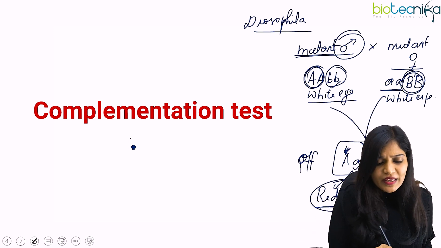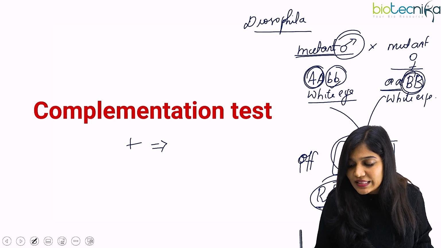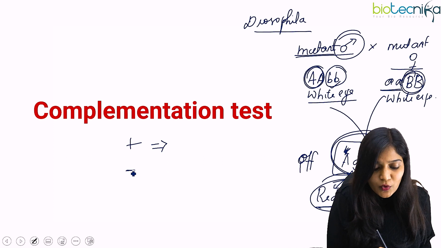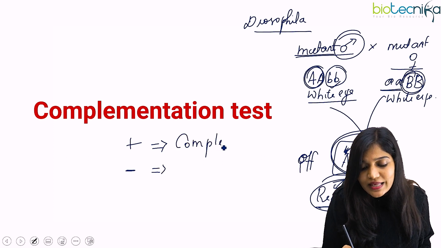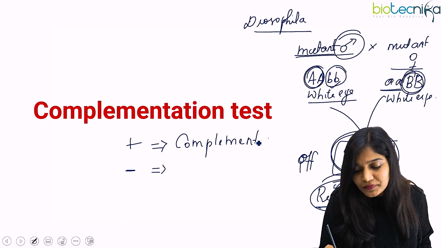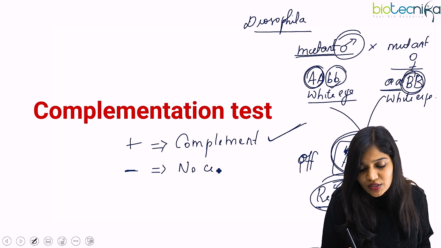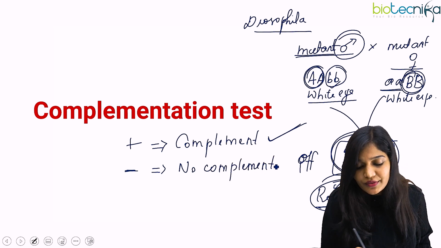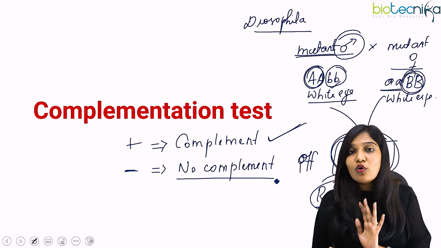Very simple. Wherever you see positive, it means there is a formation of genes like this: capital A, capital B and small b. Wherever in the question paper you see positive, complementation is happening. If you see negative, no complementation, which means the two genes are not complementing each other. This you should remember: positive means complementation, negative means no complementation.